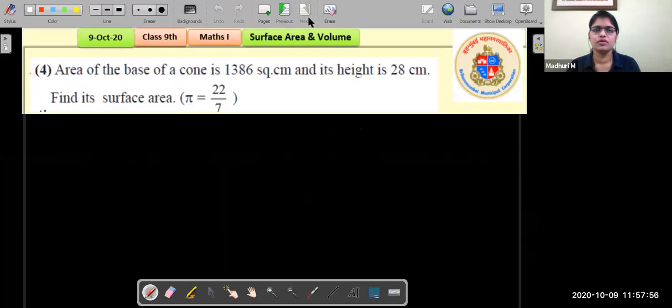Question number 4. So what are we given? We are given that the area of the base of a cone is 1386 centimeters squared, and the height is given to be 28 centimeters. We are asked to find its surface area. So let us write out what is given.